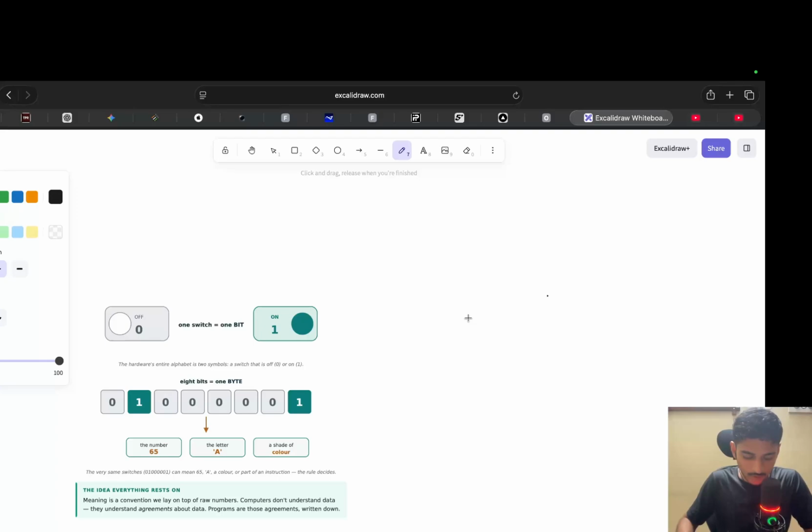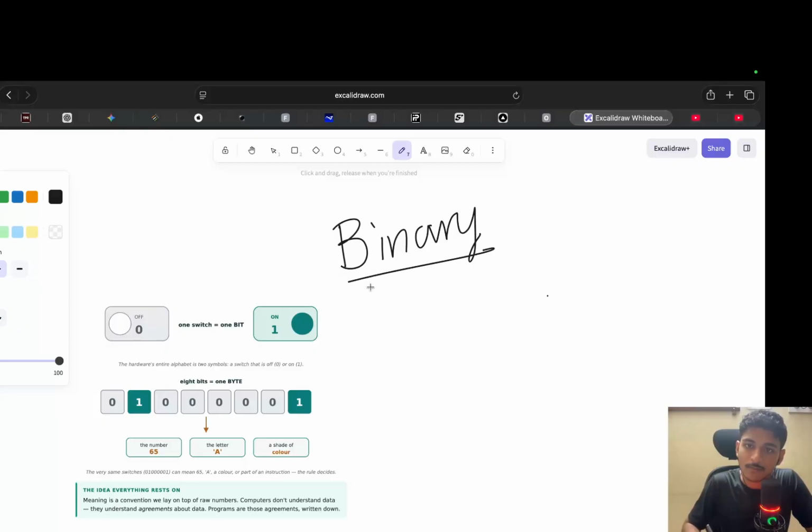If you have heard before, computer stores data in binary format. Binary. What is binary? Binary is zeros and ones. Okay, it doesn't make any sense, right? How can a computer store its data only in zeros and ones?